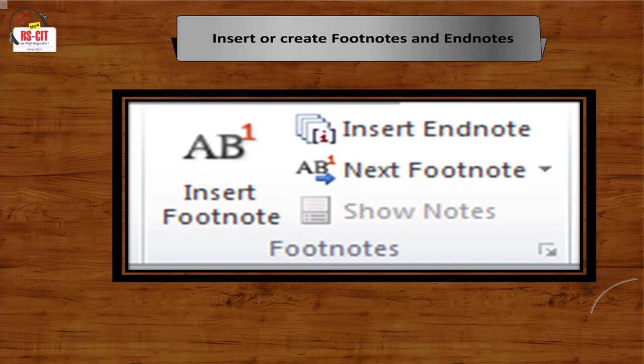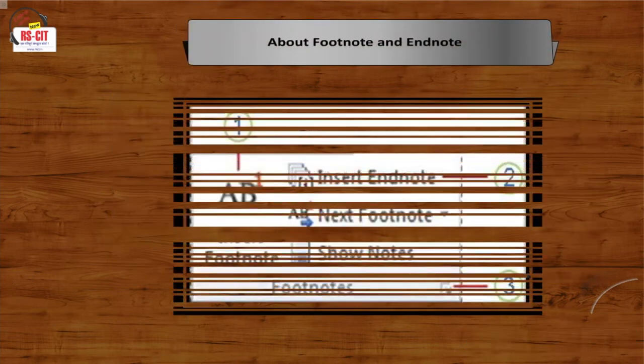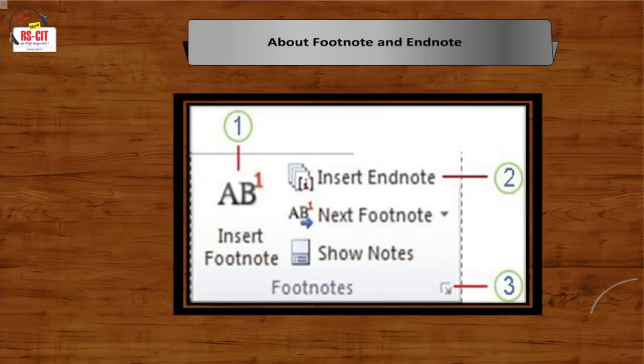Note: If you want to create a bibliography, you can find commands for creating and managing sources and citations on the References tab in the Citations and Bibliography group. About footnotes and endnotes. A footnote or an endnote consists of two linked parts: the note reference mark and the corresponding note text. Footnote and endnote reference marks. Separator line. Footnote text. Endnote text.